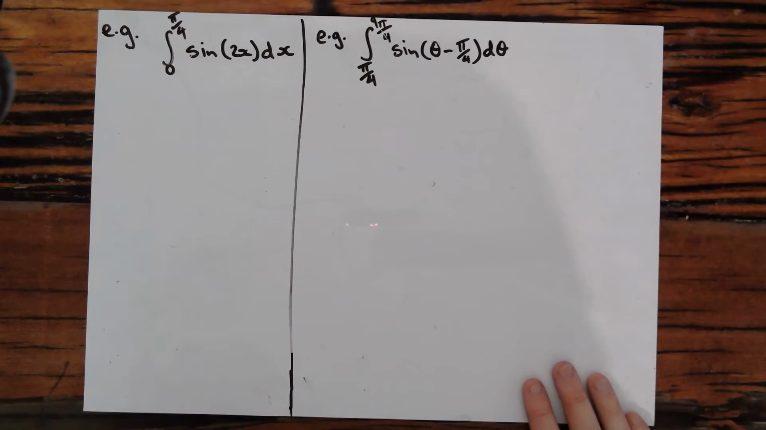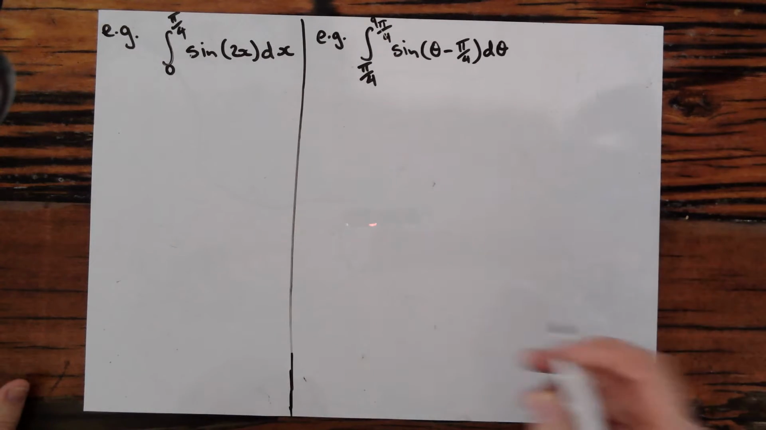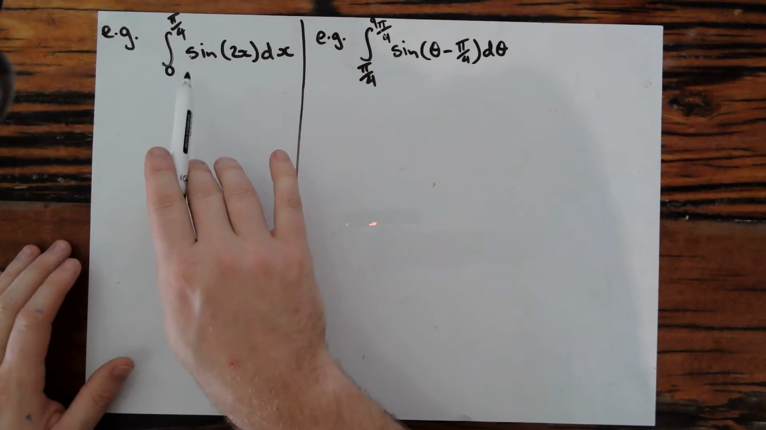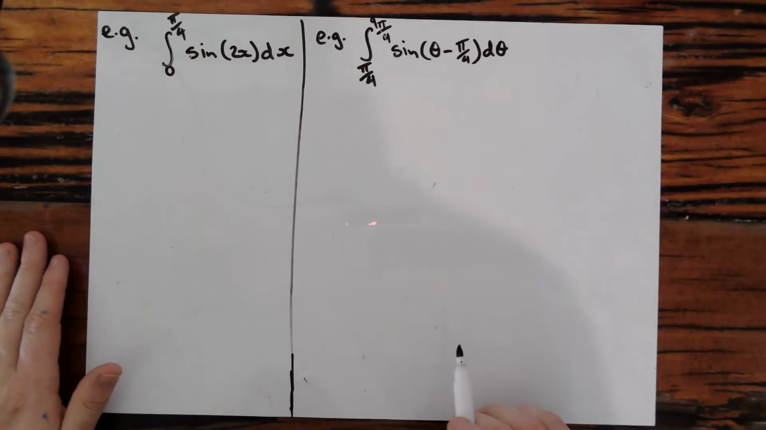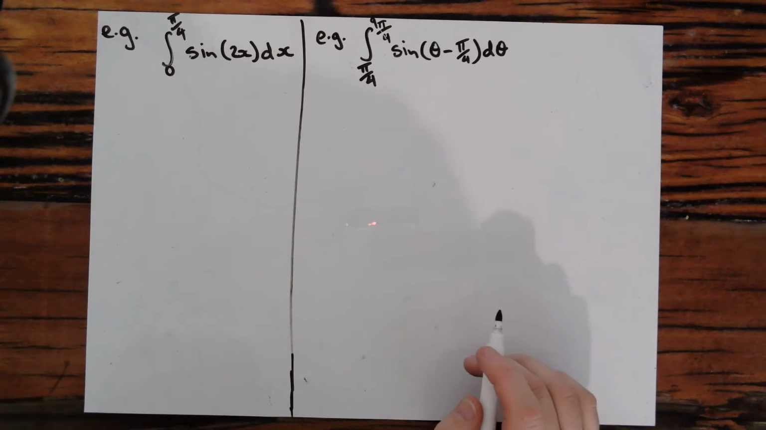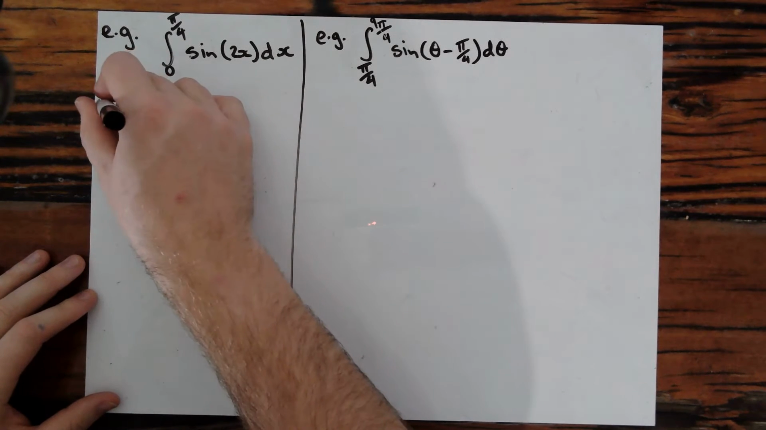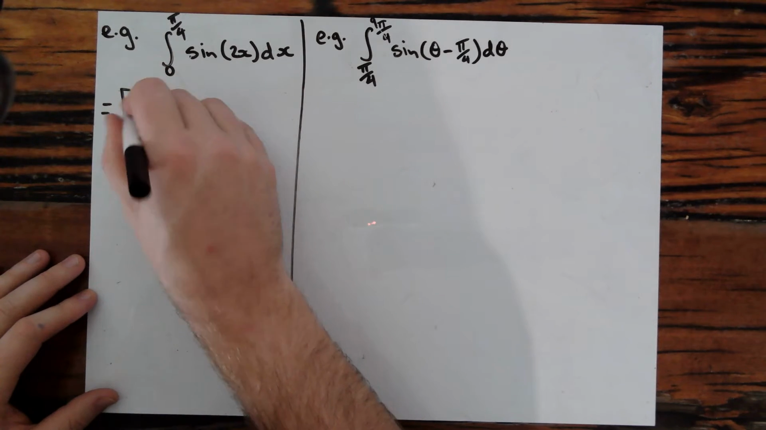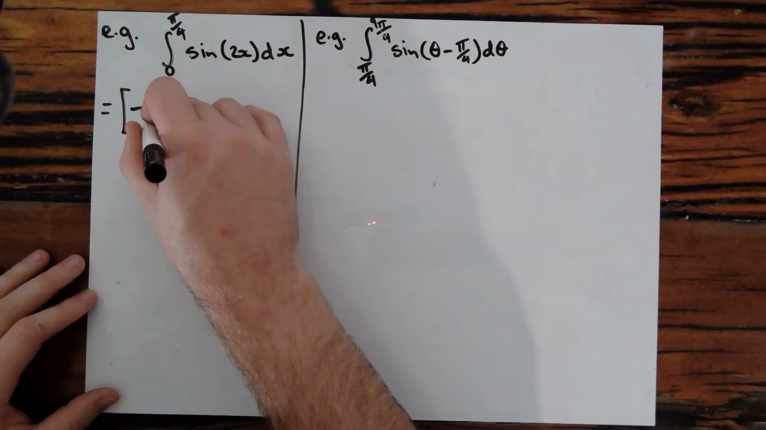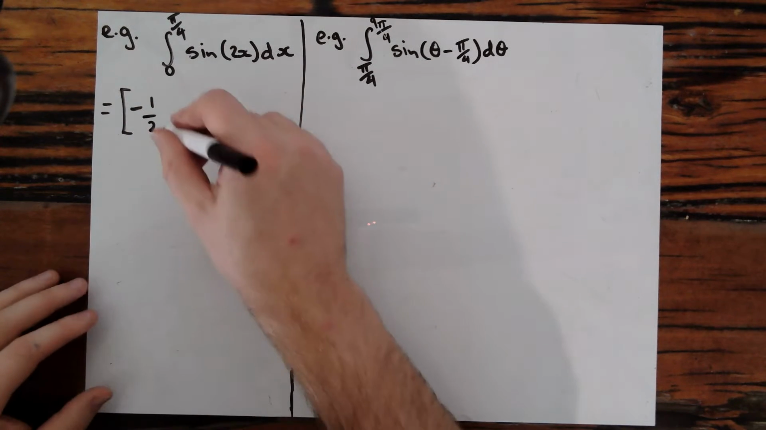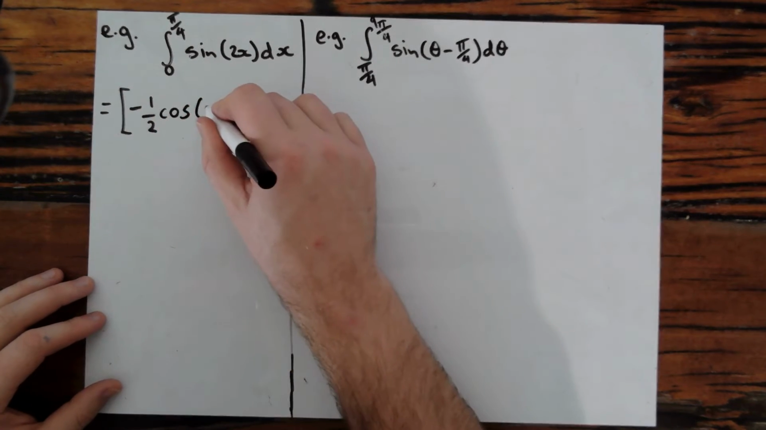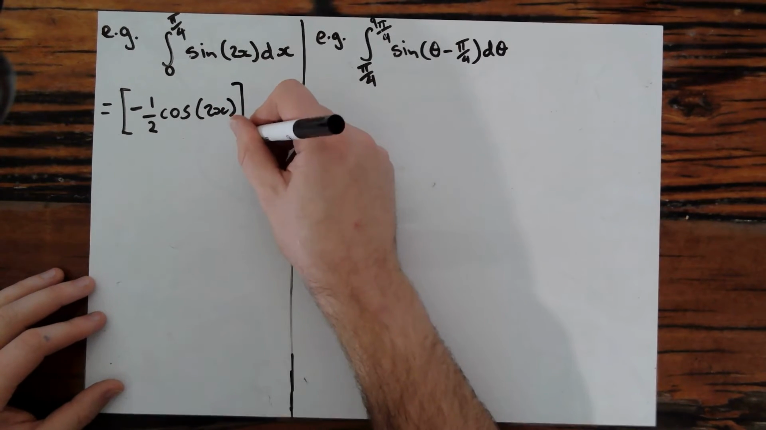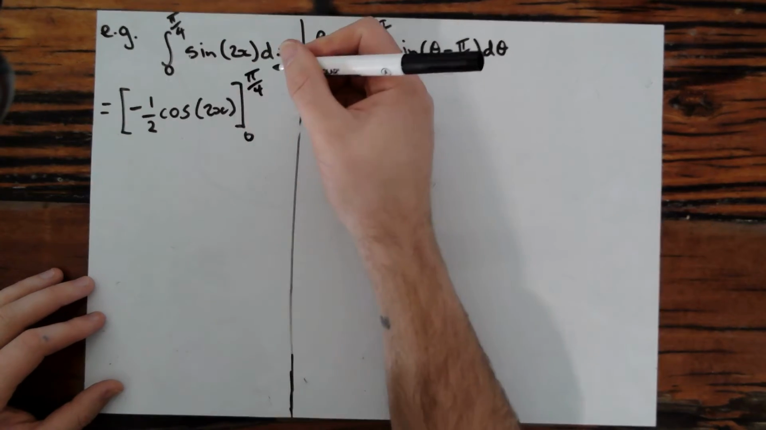I've got two more that I want to look at today. For this one, we're integrating from 0 to pi on 4 of sine of 2x dx. This time you can see we do have terminals on there, so we won't need the c. So from here we're going to get our square brackets, and we're going to get -1 on 2, sine goes to negative cos, so cos of 2x. Close our brackets, and we're going from 0 to pi on 4 for this one.